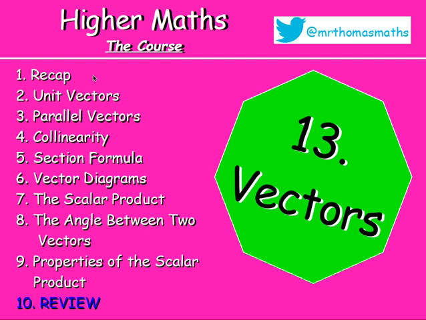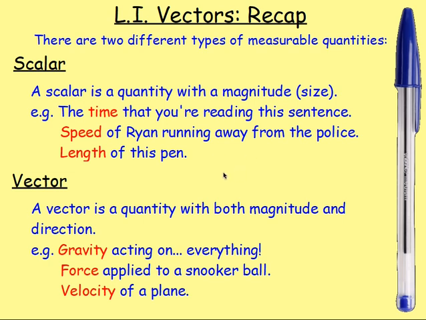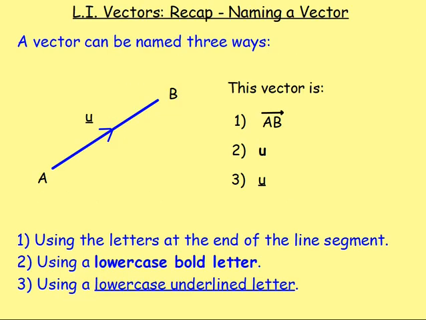So to start with, there was a recap. We were introduced to vectors back last year in National 5. So I started going over all the work from National 5 very quickly. So remember, there's two types of measurable quantities. There is a scalar, and there is a vector. A scalar is something that has a magnitude or a size, and a vector also has a magnitude or a size, but it's also got a direction. For example, gravity or force or velocity.